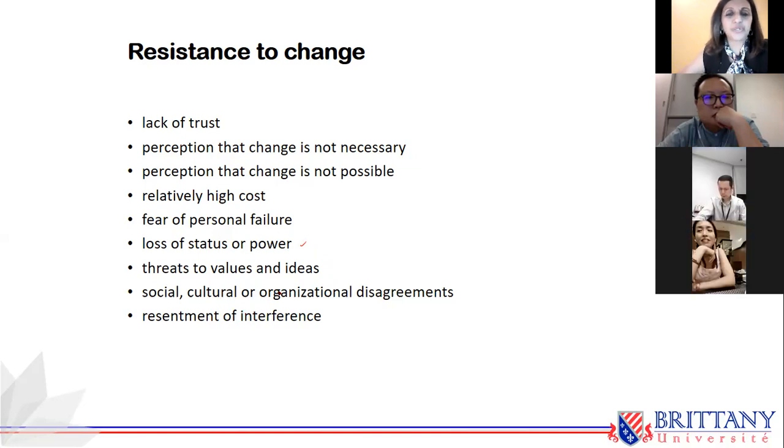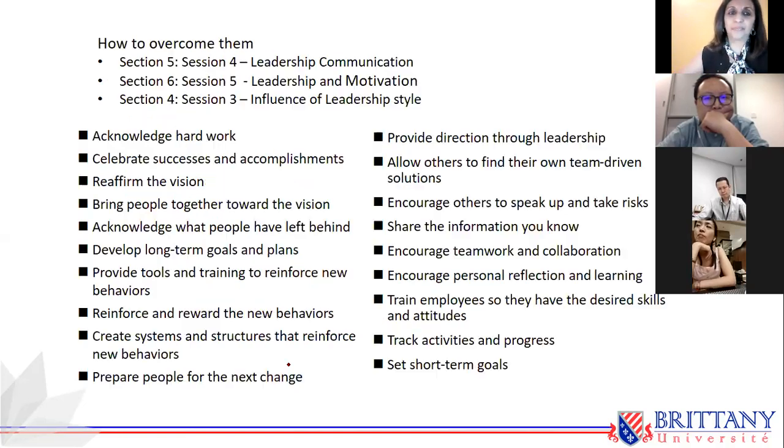Then you've got cultural disagreement, social disagreement, organizational disagreement, especially social, you know. When you move people away from their friends, they feel it. They won't cooperate. They say, no, no, I don't think the change is a good idea just because we are all going to be separated. Then resentment of interference. Some people resent interference because I am running my department. How come you are coming in and telling me to change? So you have this attitude, right? Attitude problem.